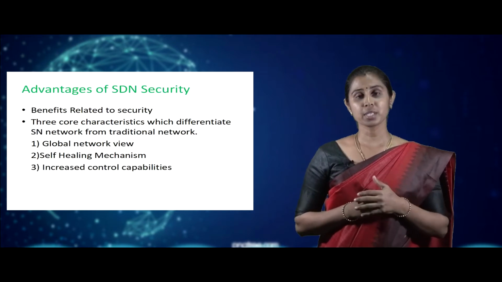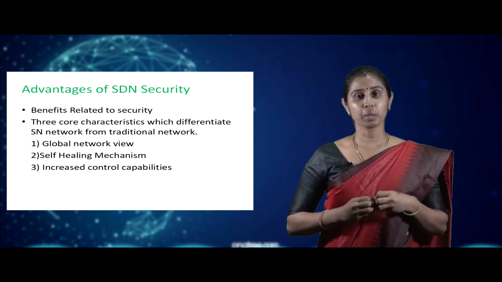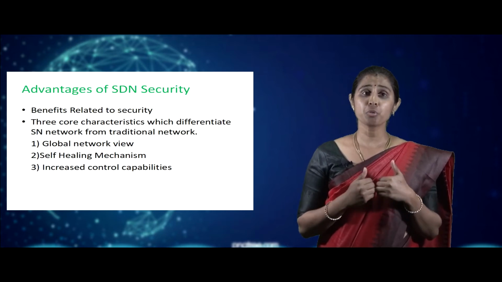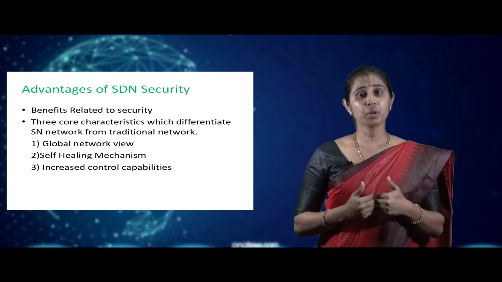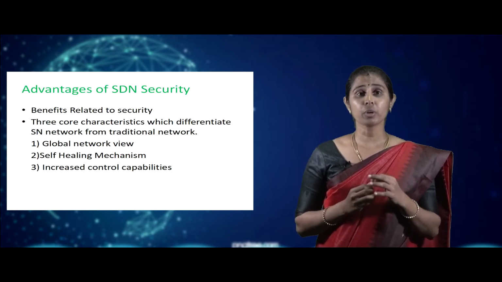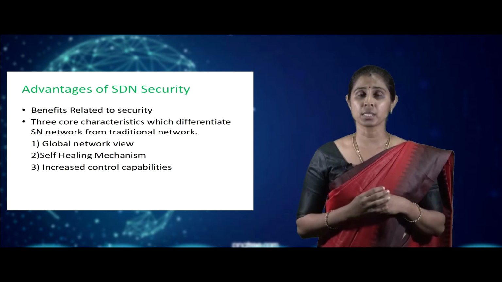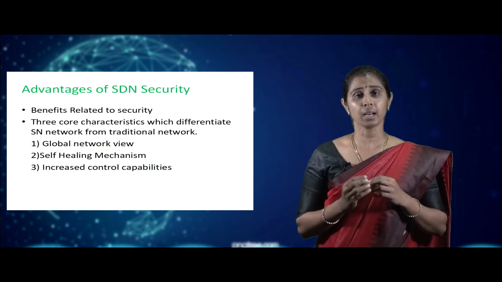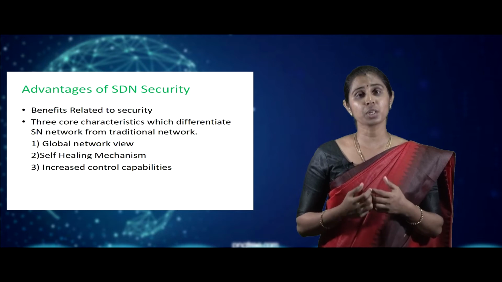Next we are going to see the advantages of SDN security. The structure of the SDN environment brings great benefits to the networking scheme. Now I am going to focus on those benefits related to security. From the network security perspective, there are three core characteristics that differentiate SDN networks from traditional ones. The three core characteristics of SDN related to security are global network view, self-healing mechanism and increased control capability.